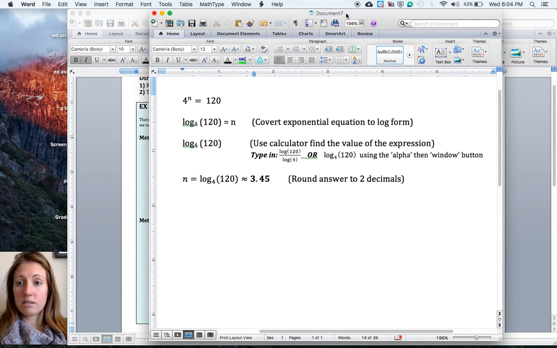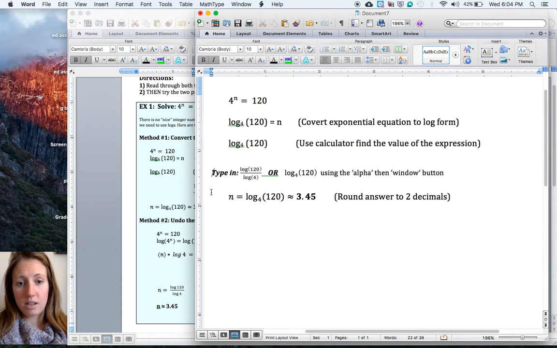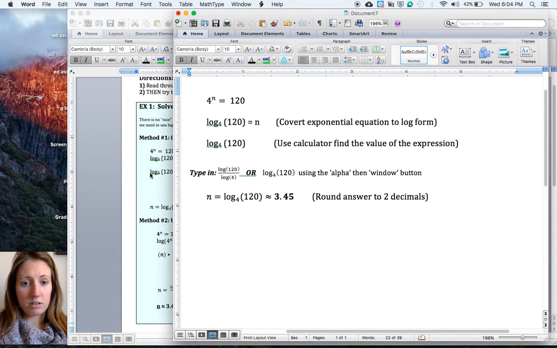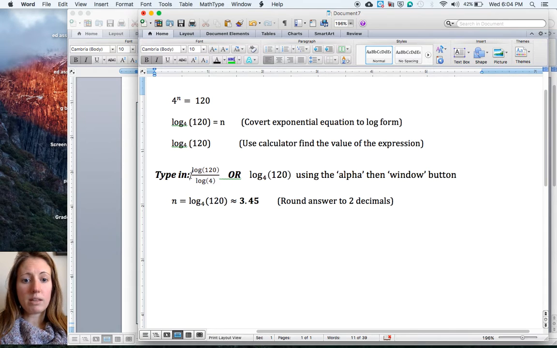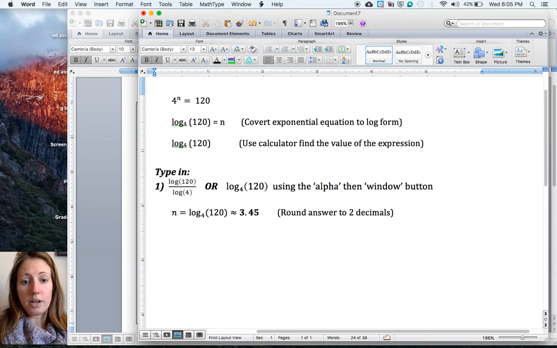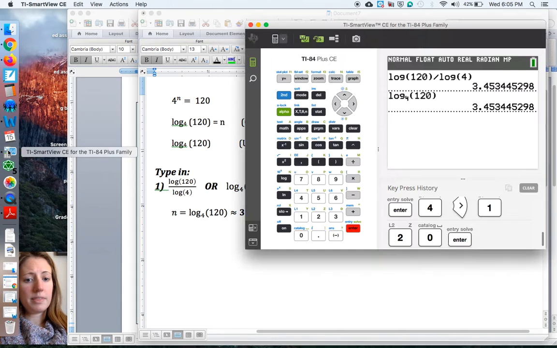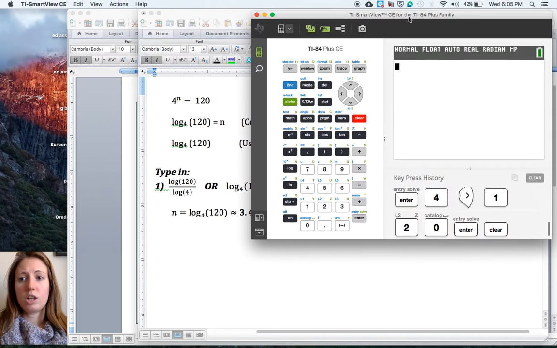How do we do that? Two different ways. And they are outlined here on the example worksheet. Just to highlight this and make it a little bigger, the two different methods you can use in your calculator to type in logs is, one, you can type in log of the argument divided by log of 4, using the log button. There's a log button right in your calculator.